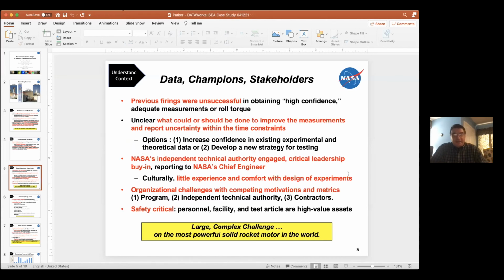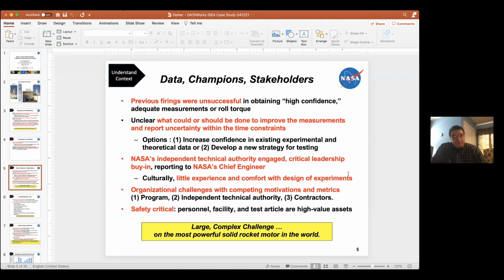Now, as you might imagine, there were various players involved in the context. And I think Roger alluded to this, that often when we start with these problems, we start with a bit of a mess. In this case, there were previous firings that were unsuccessful in obtaining, and we'll just put it in quotes, high confidence measurements. It really was unclear on the part of the team what we should try to do next. I thought of it as two different options: one, we could try to increase our confidence in our existing data, or two, develop a new strategy for testing.